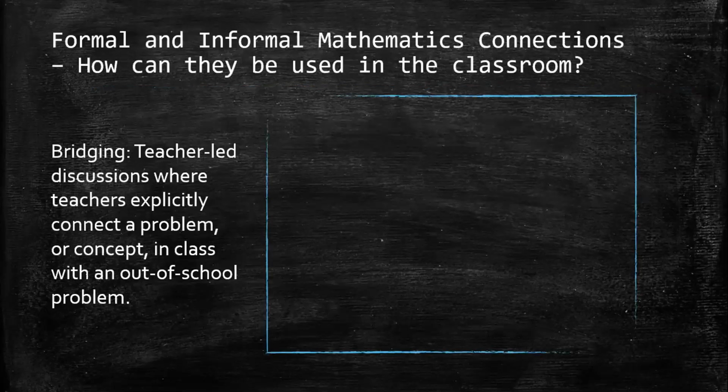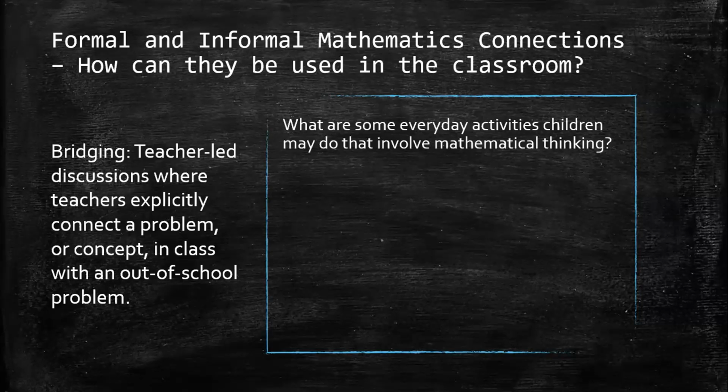So how can they be used in the classroom? One way is by bridging, where the teacher discusses with the children and helps them see how a problem or concept that they're working on in school is linked to an out of school math problem or an out of school strategy. And usually one of the first steps is to think about what is the math, what is the mathematical thinking that children are doing outside of school.